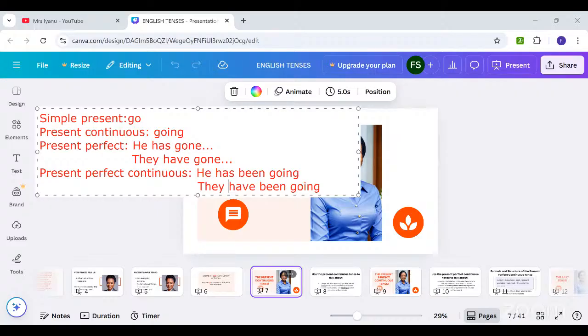Let's take it again. Simple present, something that is happening now. Like I said, it is the most basic of the English tenses. It talks about habitual action, something that you do every time or something that happens every time. So I can have examples like stay. I stay in the room. Carry. She carries the grocery, etc.